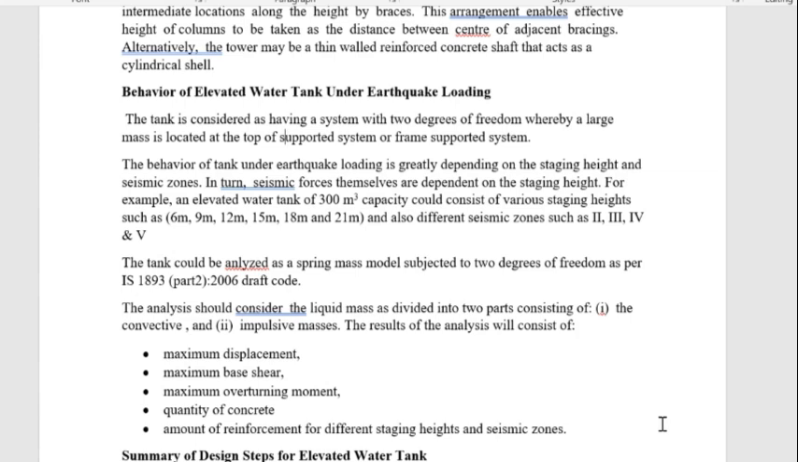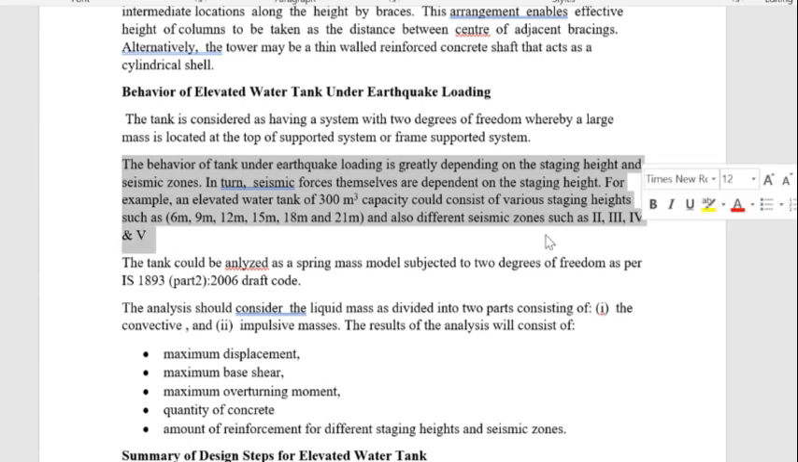For example, if you have an elevated water tank of 300 cubic meter capacity, you can consider various staging heights in a preliminary design. And as an exercise, you can also consider different staging heights or different capacities at different seismic zones and do the analysis and see what the effects would be.